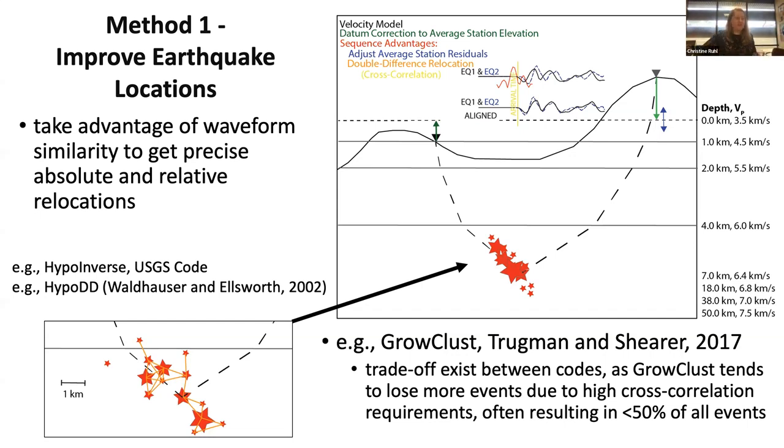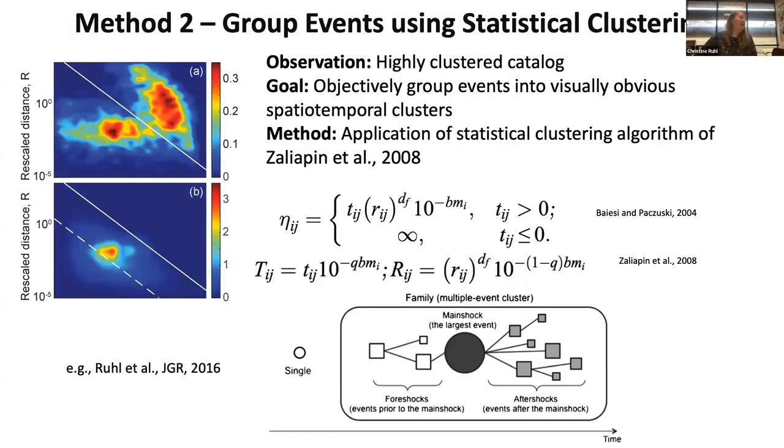You know, you have to think about that when you do these sorts of studies. Another method that I apply to these studies is to sort of objectively split them up into different faults or different structures. The way that I do that is by applying a statistical clustering algorithm developed by Zaliapin and Ben-Zion, which relies on the space-time-magnitude distances, or the space-time distances between events.